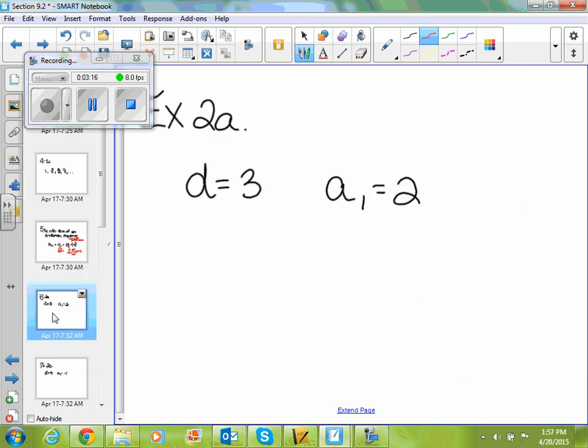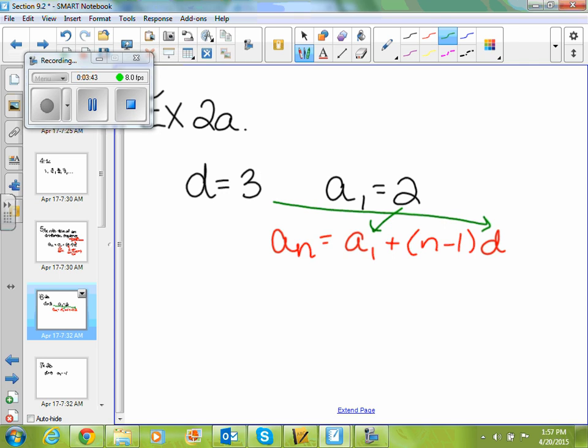Okay. So if I look at example 2a, I'm asked to find the formula for the nth term of a sequence with a common difference of 3 and a first term of 2. So I know my a sub 1 is 2, and I know my common difference is 3. So if I plug those in, I get a sub n equals 2 plus n minus 1 times 3. And then we're going to simplify. We're going to simplify by distributing backwards.